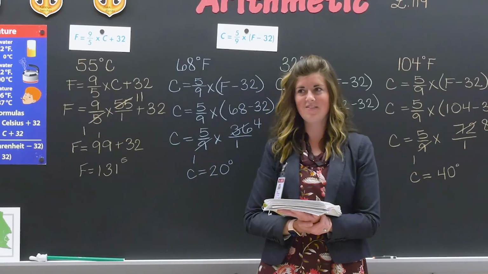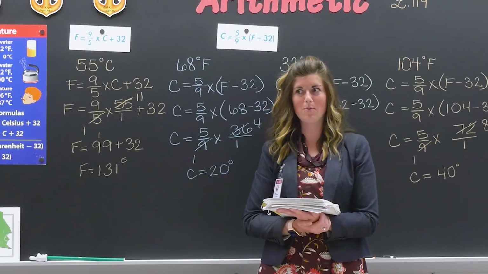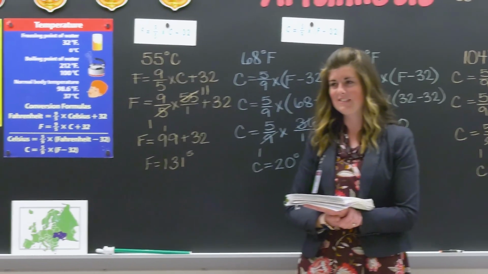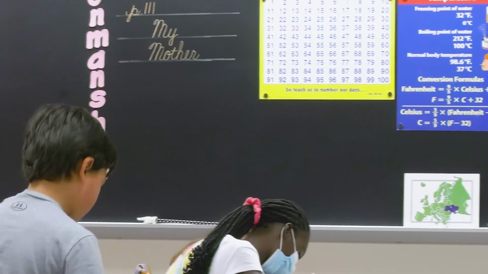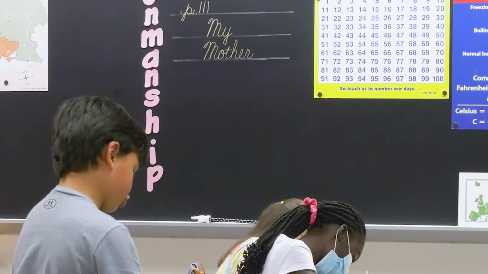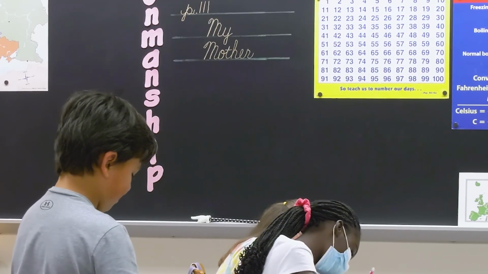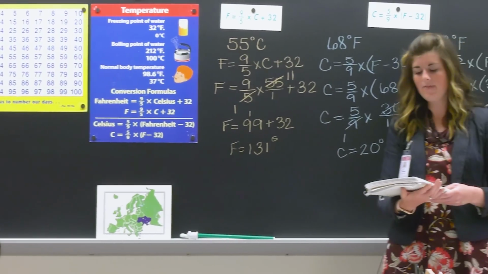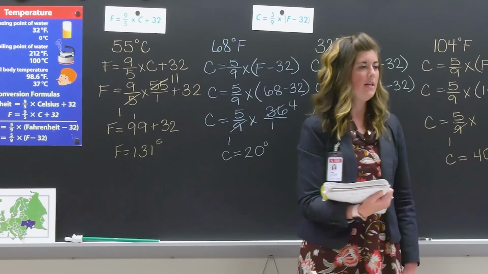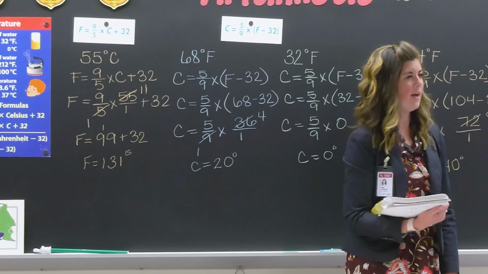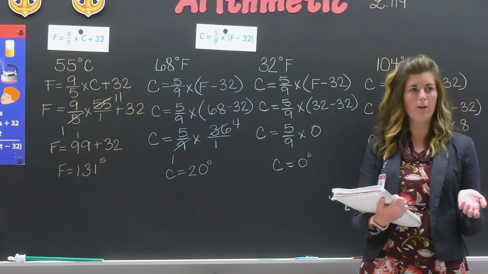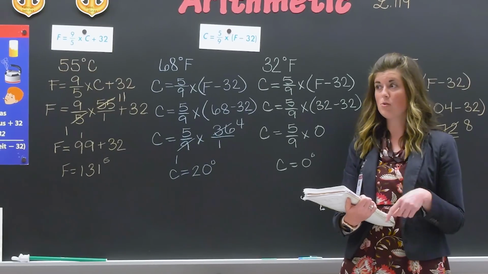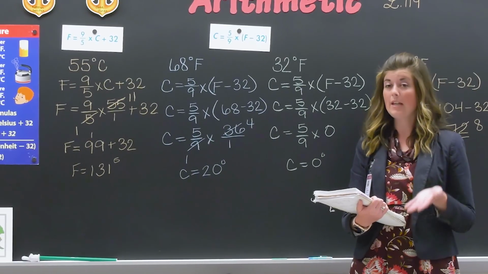Jaden, what is 176 minus 32? I'm giving you the hard part. 144. You got it. Good job. 144. So now we have 5 ninths times 144 over 1. Now, this is a little bit different, but I wouldn't think 144 could be divided by 9. But if you think of our divisibility rules, 4 plus 4 is 8, plus 1 is 9. So it can be divided by 9.